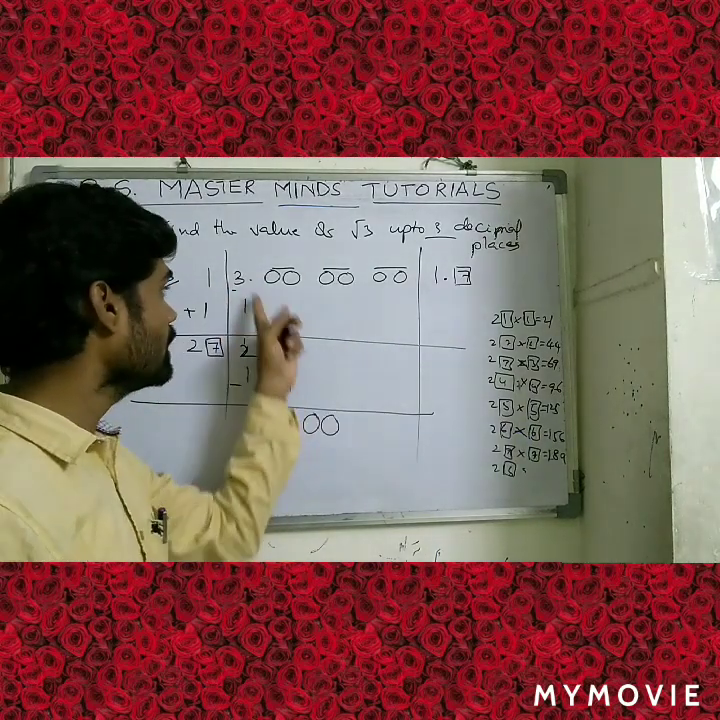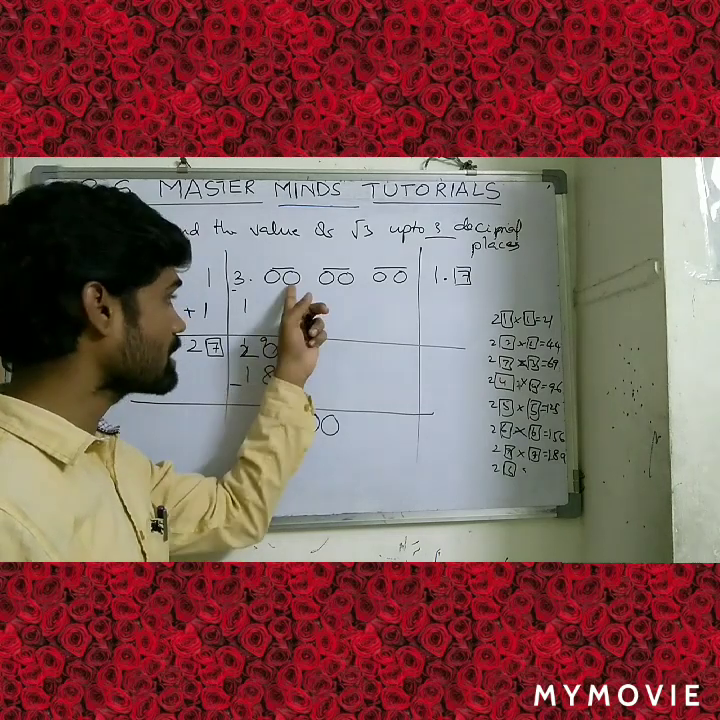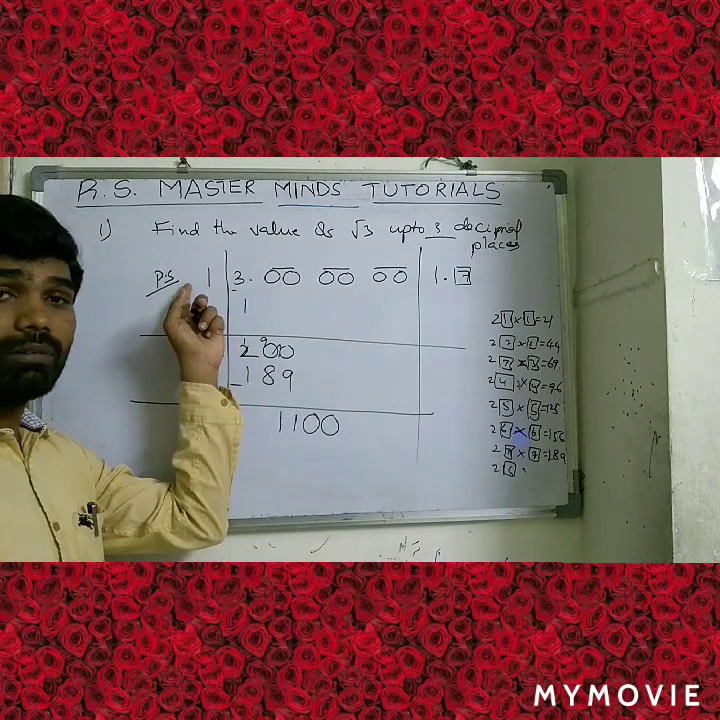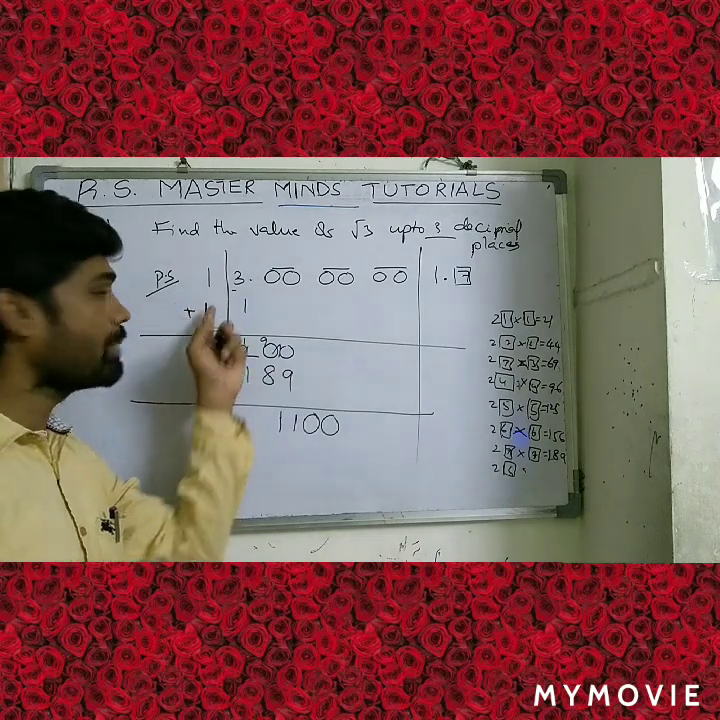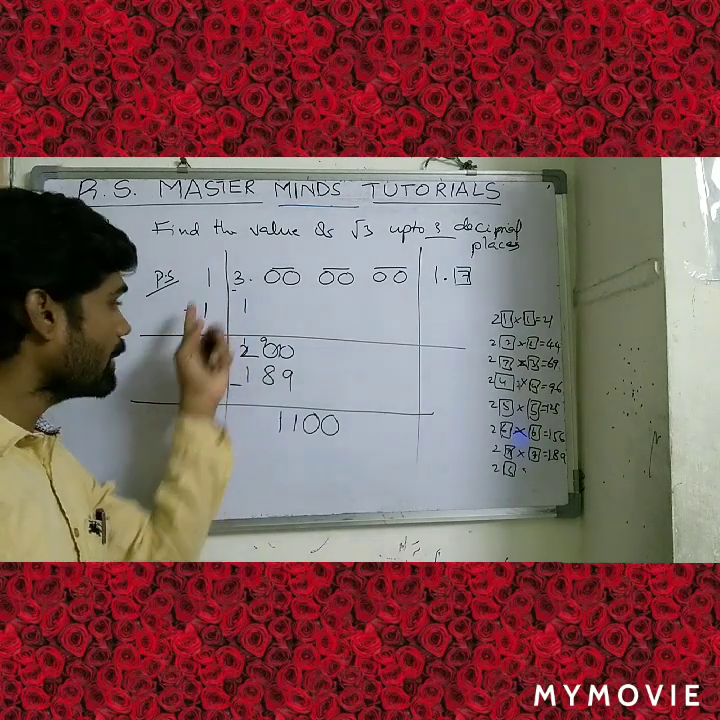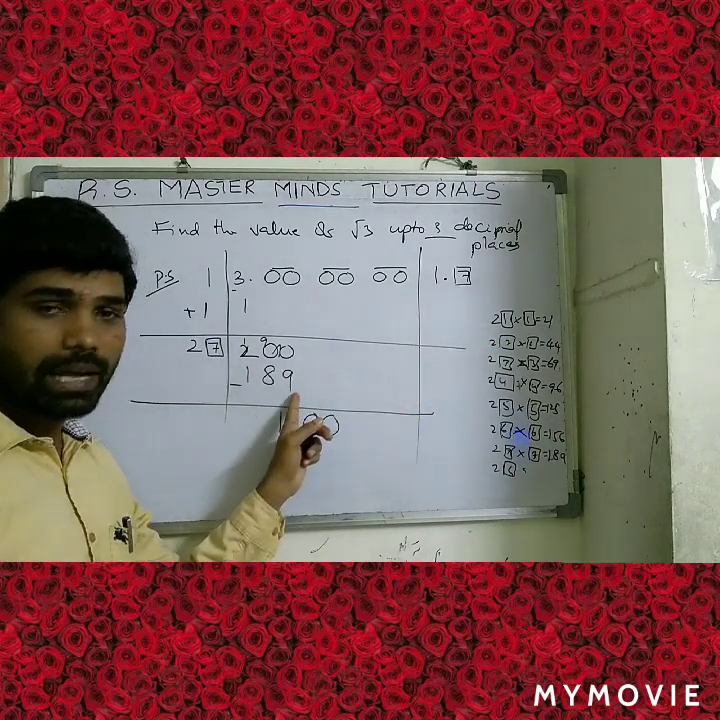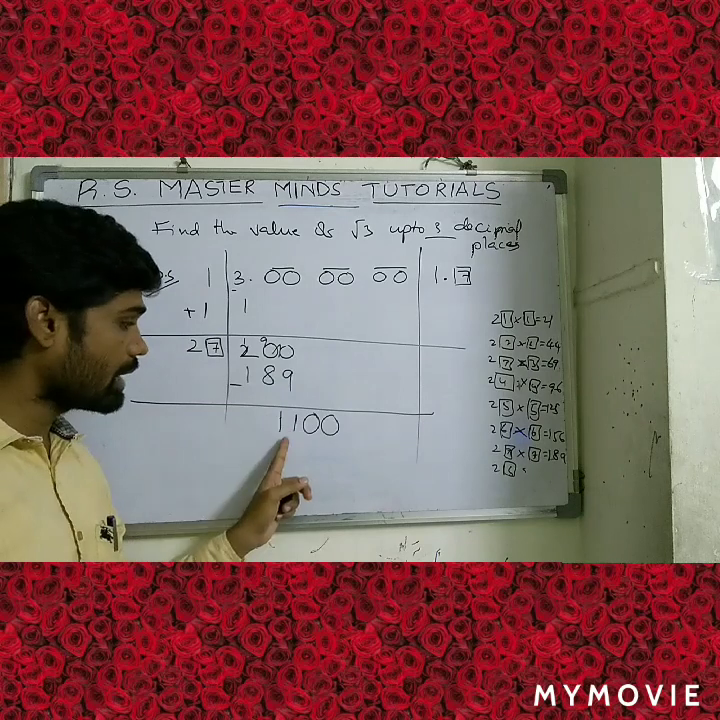1 ones are 1, so 3 minus 1 is 2. Next pair of zeros, 200. Next, 27 here. Whatever the units place digit is, it should be added. So 1 plus 1 is 2. Now 27, 7 7s are 189. Subtract this, then you will get 11.